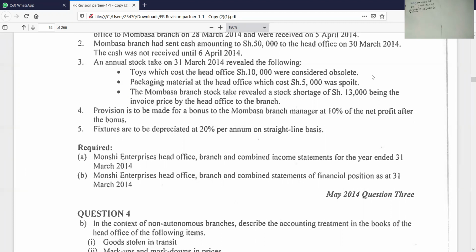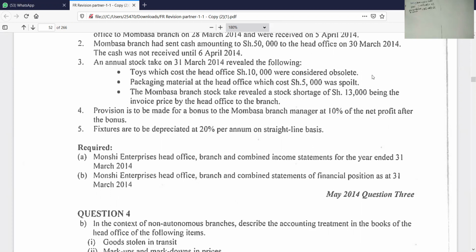Number 3, annual stock take on 31st March 2014 revealed the following. Toys which cost the head office 10,000 were considered obsolete. Packaging materials at the head office which cost 5,000 were spoiled. Mombasa branch stock take revealed a stock shortage of shillings 13,000 being invoice priced by the head office to the branch. Number 4, provision is to be made for the Mombasa branch manager at 10% of the net profit after the bonus. Fixtures are to be depreciated at 20% per annum on straight line basis.